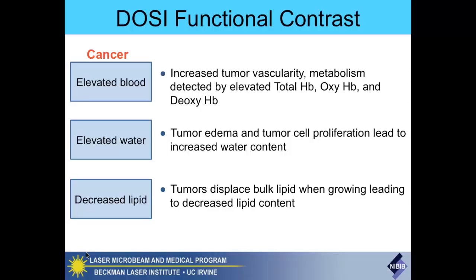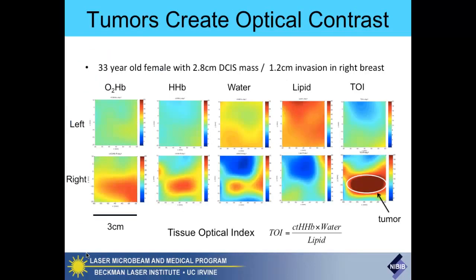Tumors also, as they develop, they displace bulk lipid. So breast tissue is constructed with glandular structures that are literally embedded in a lipid protective cage. And as the tumor grows and begins in epithelial cells within those glandular structures, it begins to push that out as the solid tumor grows. So that's another contrast element that's available to us. So there's typically decreased lipid. And this is what it looks like.